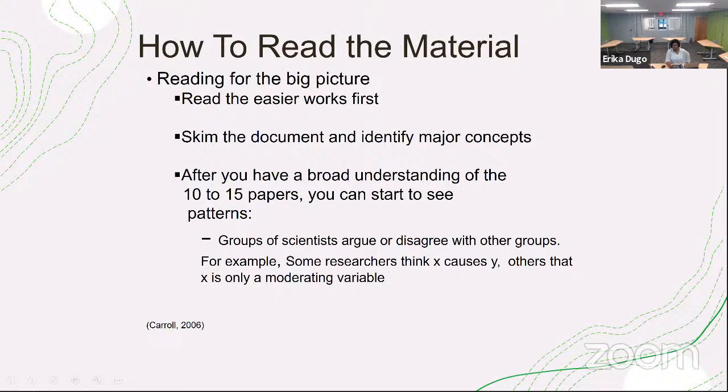So how do you start out by reading your source material? You're reading for the bigger picture. So you should start out by reading the easier works first, and then skimming those documents and identifying those major concepts within that document. So after you've read about 10 or 15 papers, you should have a general understanding and be able to see some patterns in the research. So you'll be able to draw those connections and see which researchers have conflicting or similar views on a particular subject matter.